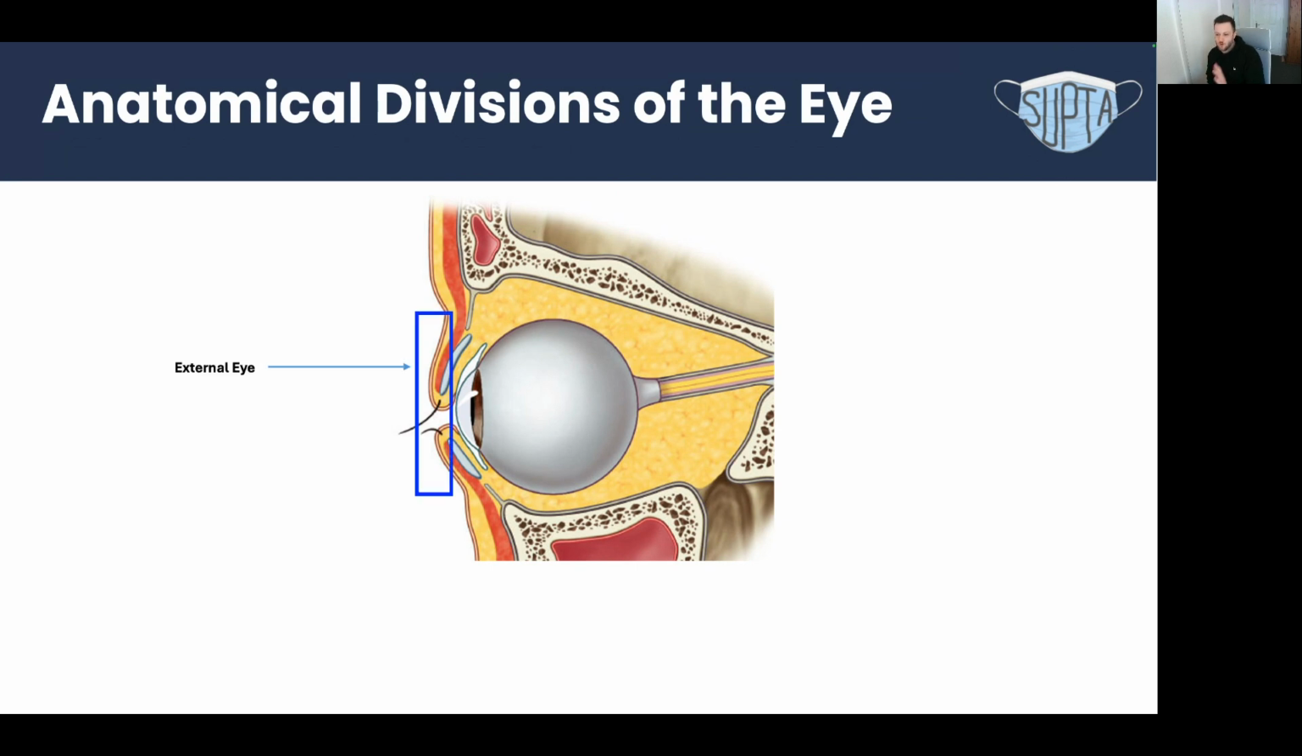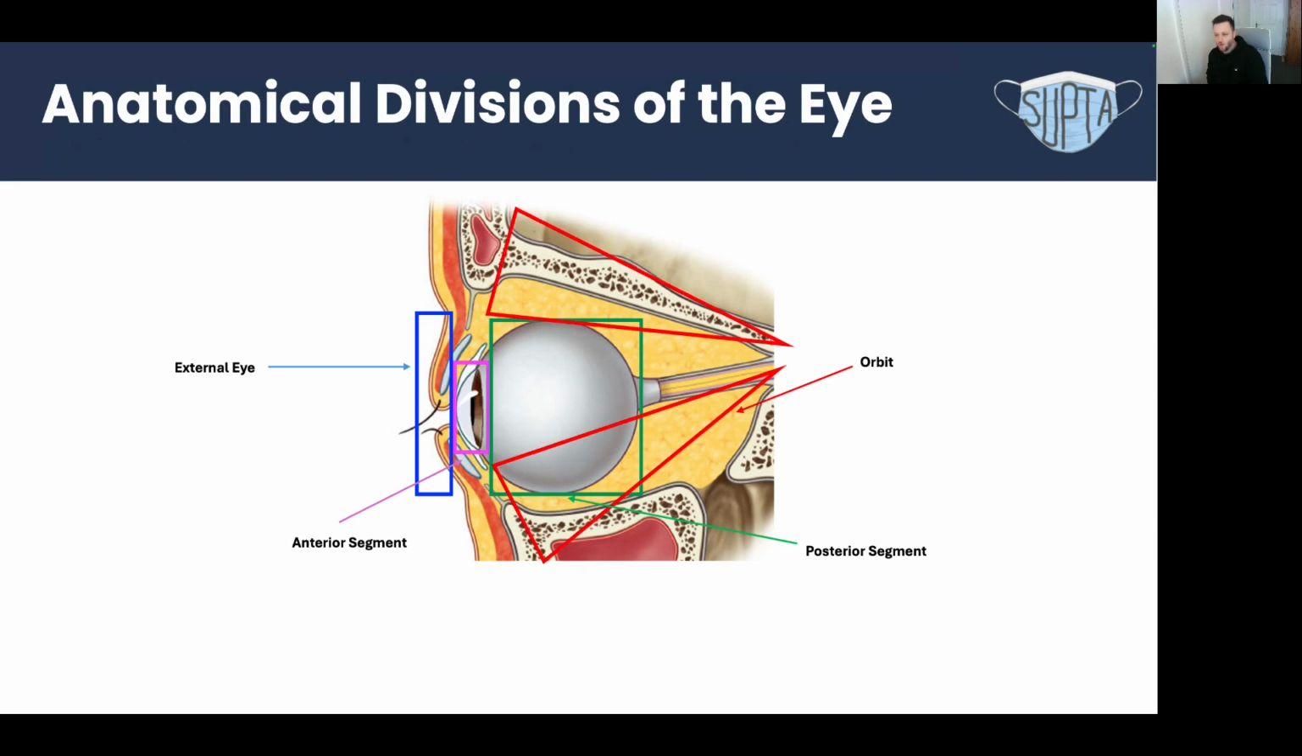So the four divisions, 2 of them are formal, proper anatomical ones, and then the other 2 I think I've just sort of made up. But we've got the external eye, the anterior segment, the posterior segment, and then the orbit, which is all the surrounding structures.